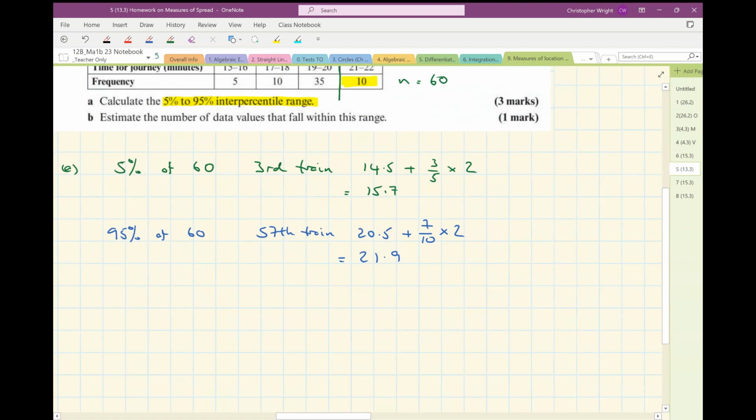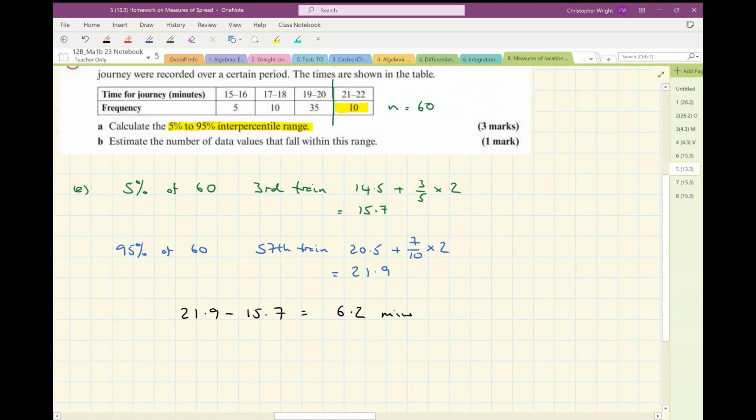So the interpercentile range there is going to be 21.9 minus 15.7, 6.2 minutes. Okay. Part B, estimate the number of data values that fall within this range.